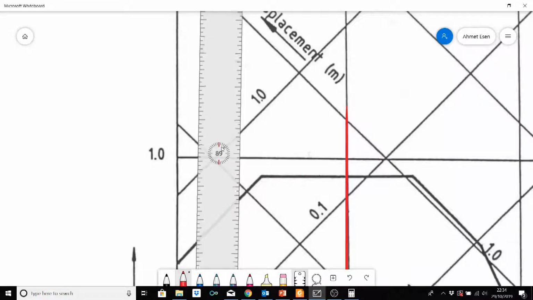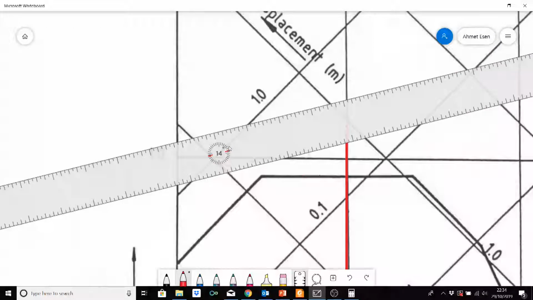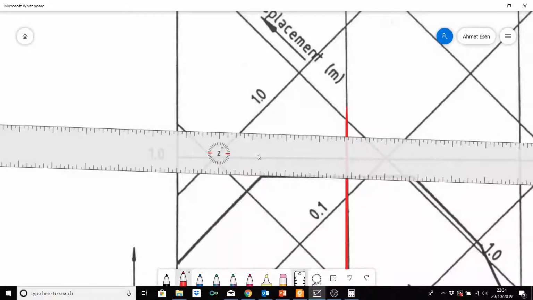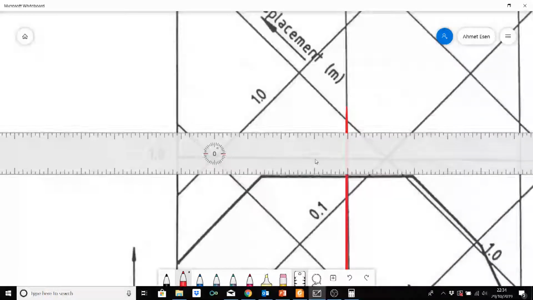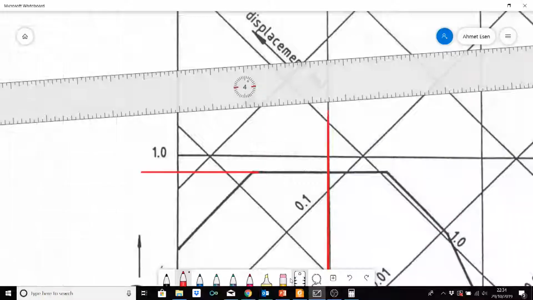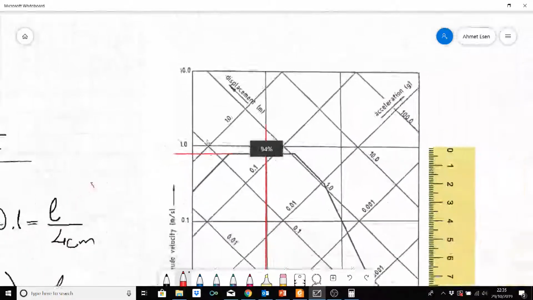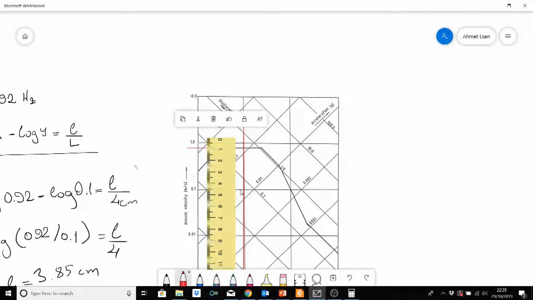So I'll just now rotate this to 0 degrees. And by the way, here. So our line will be from here to here. Okay, so let's just close this ruler now. Now we can find out our velocity.